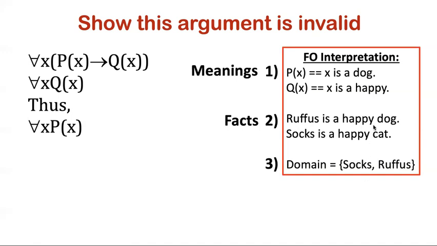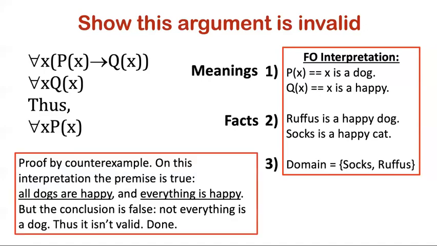I also made sure to make not everything a dog. That's why Socks is a cat, so that my conclusion is false. And lastly, since Rufus is happy, it's true that all the dogs are happy. So premise 1 is true as well. So this interpretation is the counterexample. Now, technically speaking, if we wanted to make an informal proof here, we could spell out in English exactly why this counts as a counterexample. So I did that here just to make it abundantly clear that this interpretation shows that the premises could be true while the conclusion is false, thus the argument is not valid.